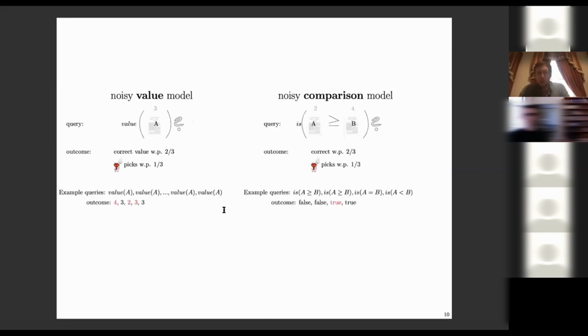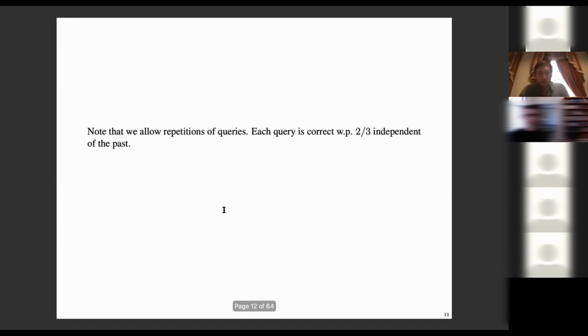Okay, so here just a comparison again. The noisy value model is the standard model we look at. It's just this: you send a paper to a reviewer and the reviewer gives you a rating, just a value, an integer, let's say, from 1 to 4. And for the noisy comparison, you give 2 papers and you ask which one is better. Okay. And let me just reiterate this. We always assume that each query is independent of the other queries, and it's independently correct with probability 2/3.